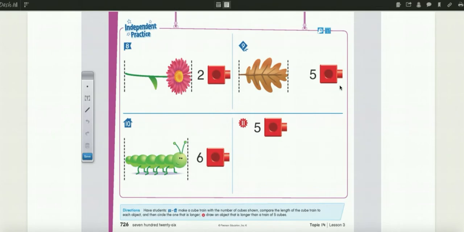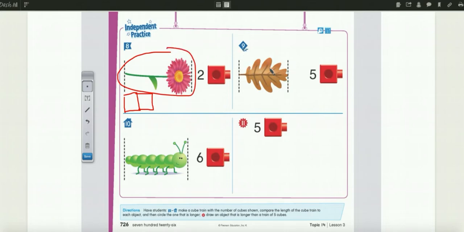Okay, so we're going to go ahead and do the same thing, and we're going to circle the one that is longer. So here we have a flower and 2 cubes. Which one do you think is longer? The flower? Let's check. 1, 2. Yes, it is the flower. The flower is longer.